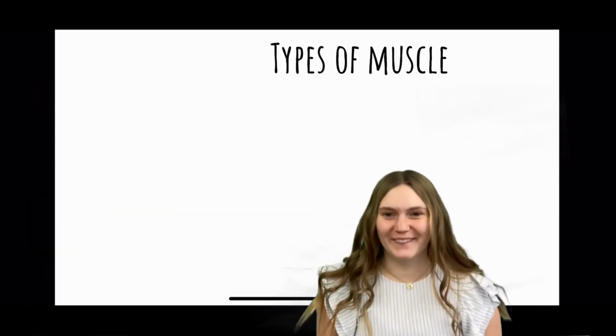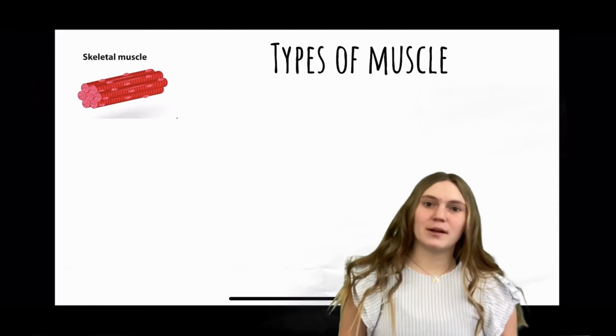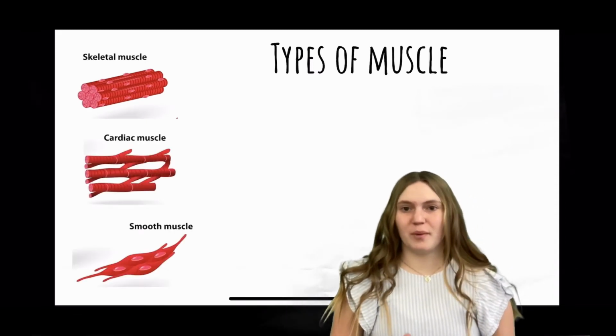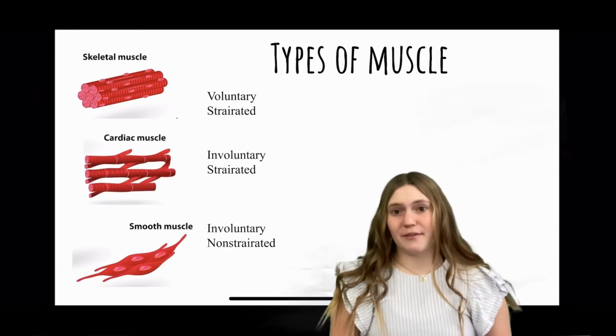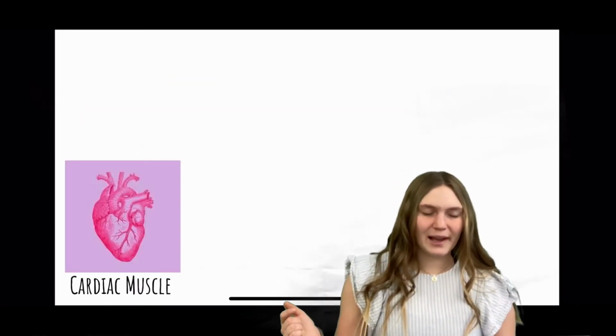Types of muscle. There are 3 types of muscle: skeletal muscle, cardiac muscle, and smooth muscle. They're all different because they all have different jobs. Your skeletal muscle, it's voluntary. Just like I'm doing right now, this is voluntary. Cardiac muscle. It's a striated muscle, just like skeletal muscle, but obviously, because of the name, cardiac means heart muscle. It's the heart muscle.